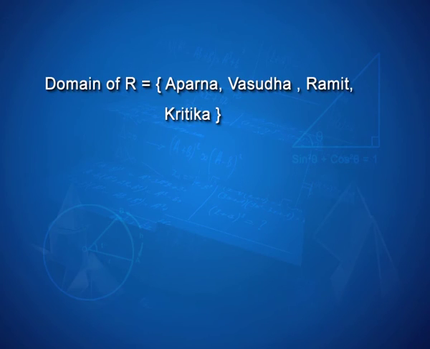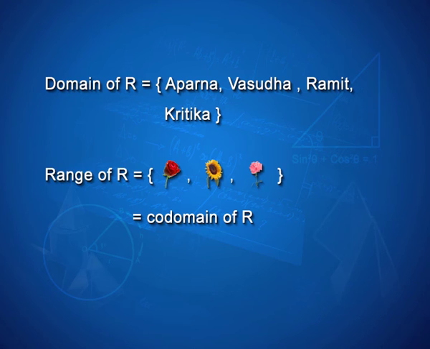So, in the previous example, the domain of the relation R will be nothing but Aparna, Vasudha, Ramit, Kritika, all enclosed in a set. The range of R in this case would consist of the flowers that we referred to, and is also the same as the codomain of the relation R.